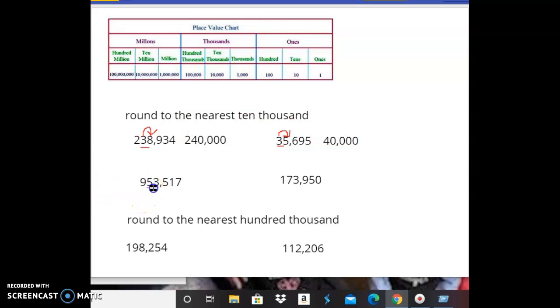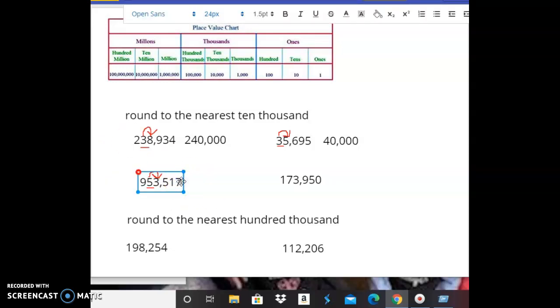Next one, the 5 is in the 10,000s place. The 3 is going to tell the 5 to soar or let it rest. So 4 or less, let it rest, is the 3. Everything to the left has to stay that digit. The 3 is telling the 5 to rest. We're going to leave that the same. And everything else becomes zeros.